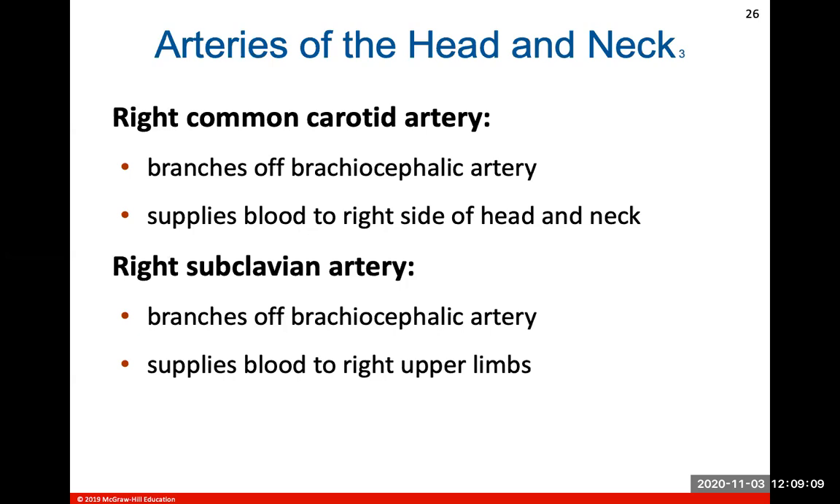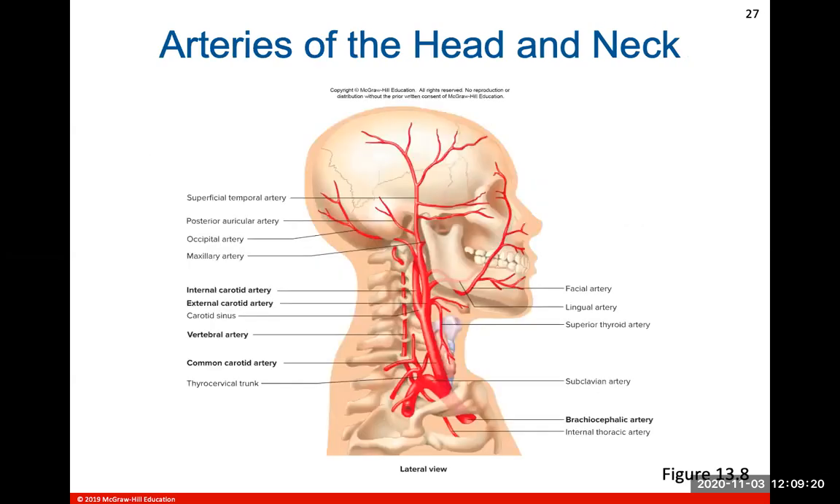And then the brachiocephalic artery on the right side branches into a right common carotid, which supplies blood to the right side of the head and neck. And the right subclavian goes on to supply blood to the right upper limb. So here we can see the aortic arch. Here's the brachiocephalic artery, and this is showing the right side view. We can see the right common carotid artery bringing blood supply up to the head and neck, and the right subclavian artery will go on to the shoulder and supply all of the right upper limb.